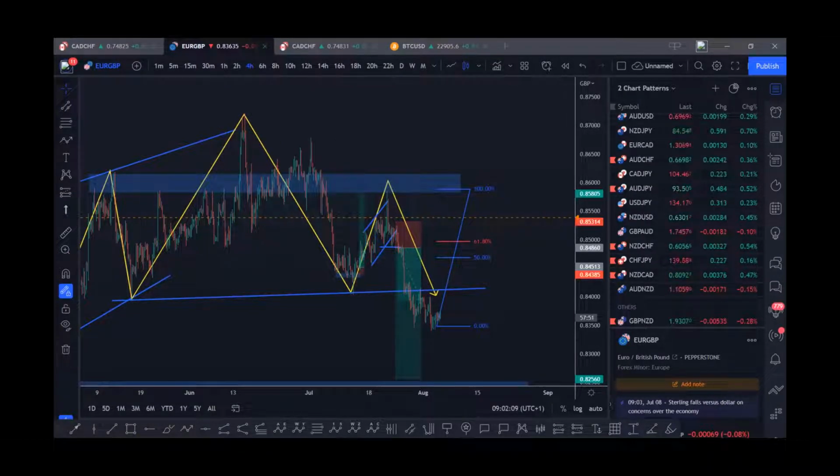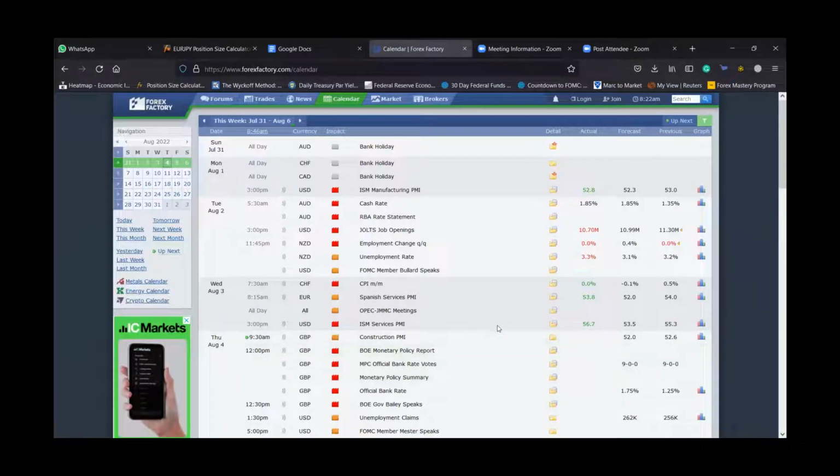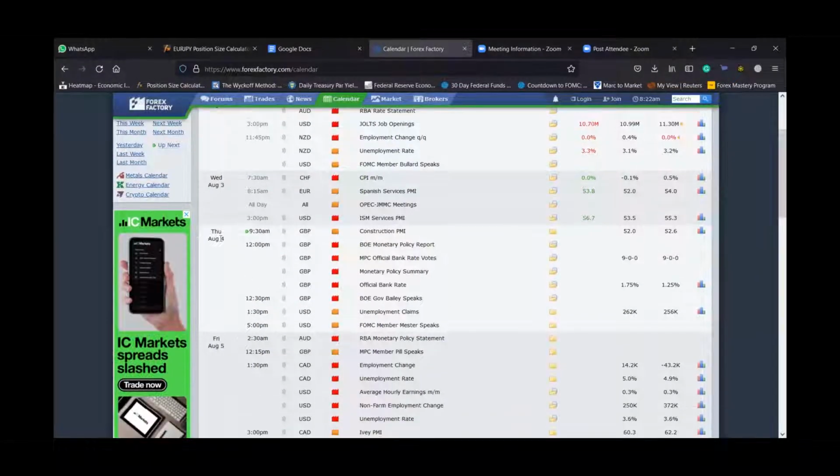So let's get started. I'm going to take you to the browser now, and we're going to look at the economic calendar. Today is Thursday, August 4th, and I'm on the Forex Factory economic calendar. The big event coming today is the Bank of England Monetary Policy Report.